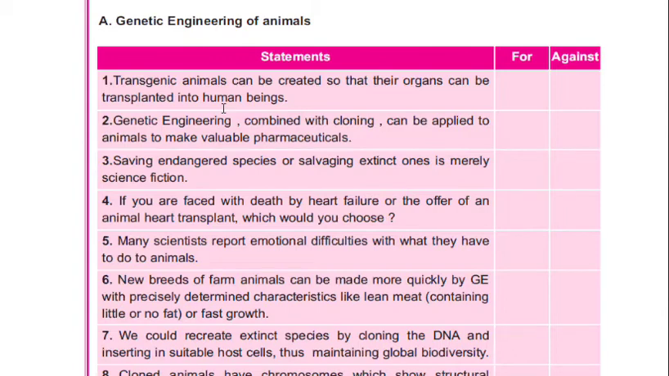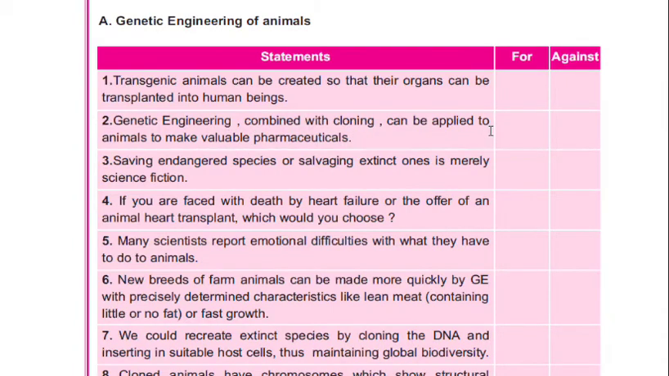So that is definitely for, because it is an advantage. Genetic engineering combined with cloning can be applied to animals to make valuable pharmaceuticals. We can make many types of medicine that are important and valuable thanks to cloning and genetic engineering. So that is an advantage.